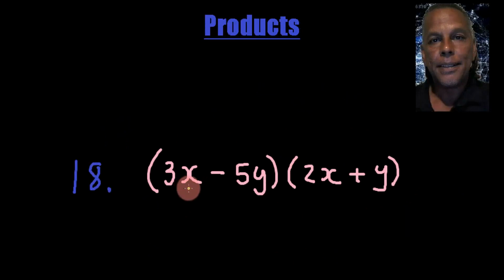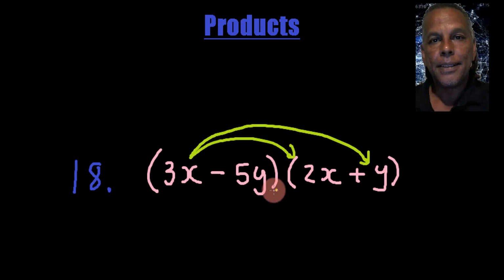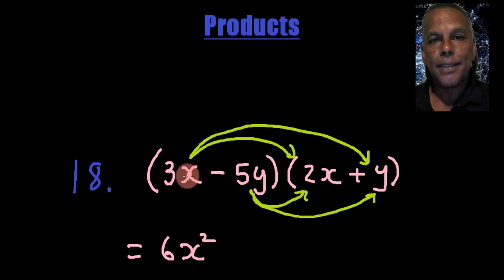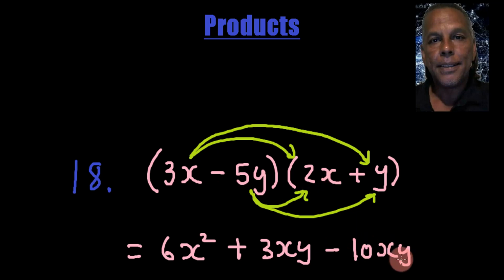So we multiply each term in the first set of brackets by each term in the second set of brackets. And we can do it in this way. So 3x times 2x is 6x squared. Then 3x times positive y is positive 3xy. Then we have negative 5y times 2x, which is negative 10xy. And then negative 5y times positive y is negative 5y squared.